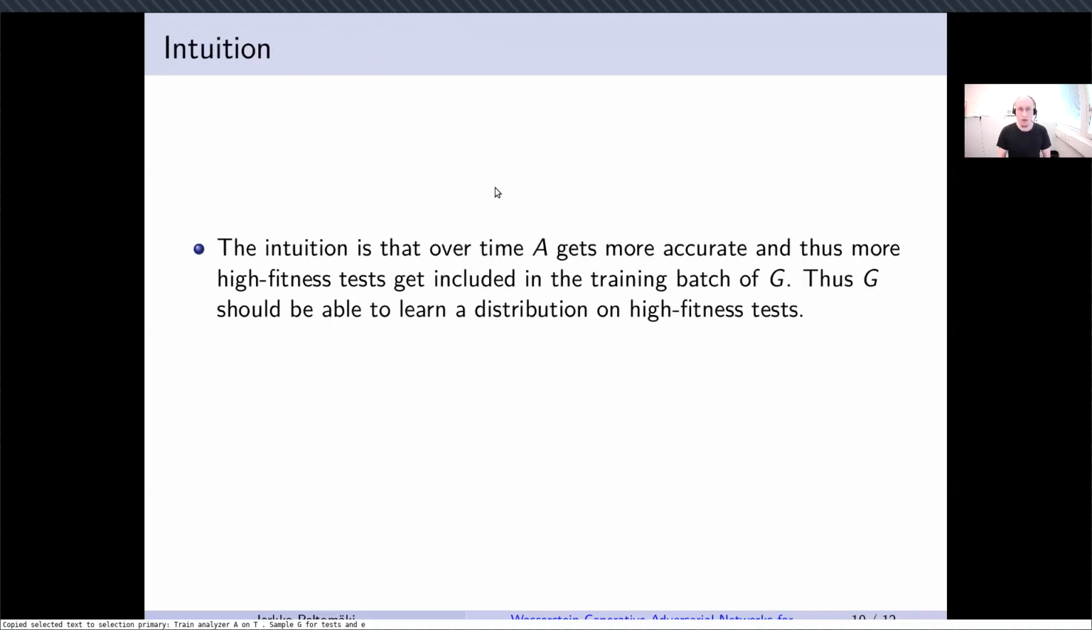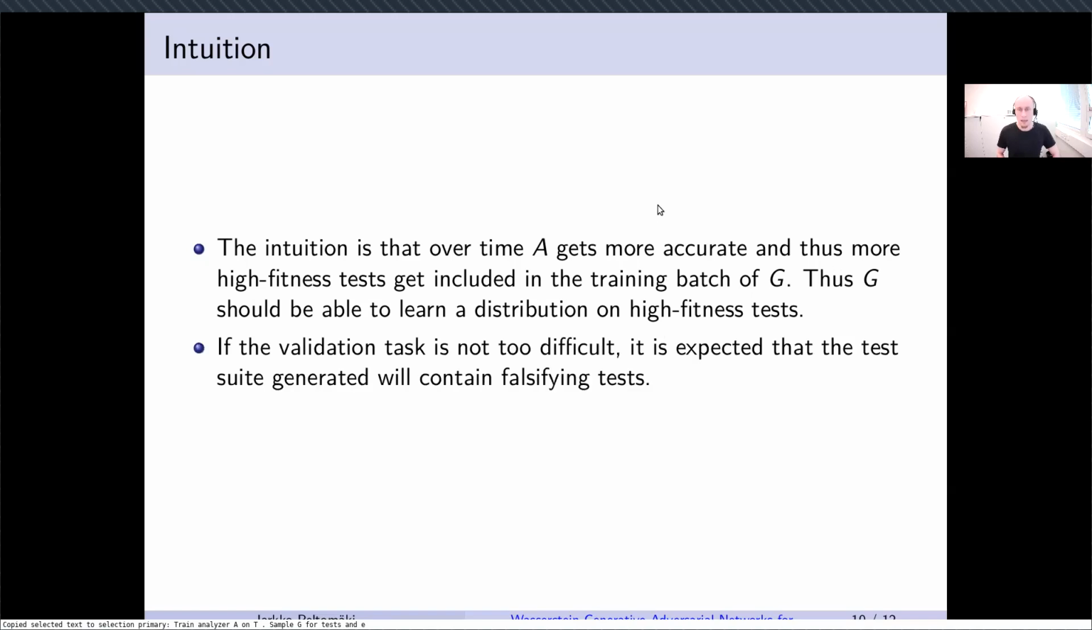The intuition here is that over time, the analyzer should get more accurate in predicting the fitness. This should mean that more high fitness tests get included in the training batch. Hence, as G is trained on high fitness tests, it should be able to produce samples from this set of challenging tests. I guess that's fairly obvious what we're after here. And yeah, I'll skip that.